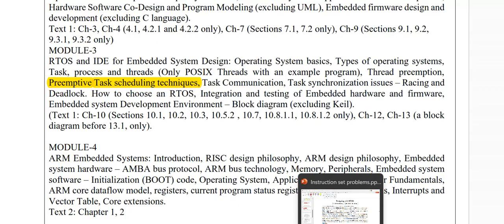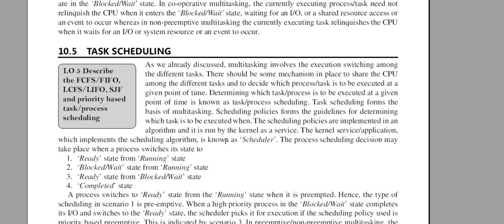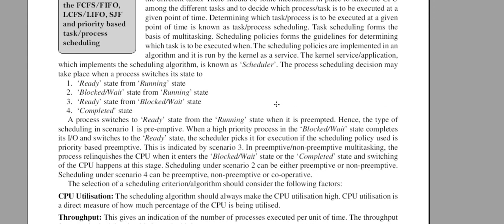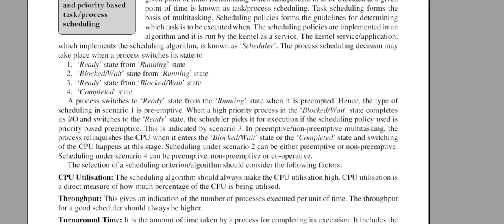So let me go through the syllabus. These are the different task scheduling techniques. First come first serve, also called first in first out. Then last come first serve, also called last in first out. SJF means shortest job first, and priority based task scheduling techniques. Actually, a scheduler will be there, which will schedule tasks and make all the tasks run properly according to the scheduling technique they are using.